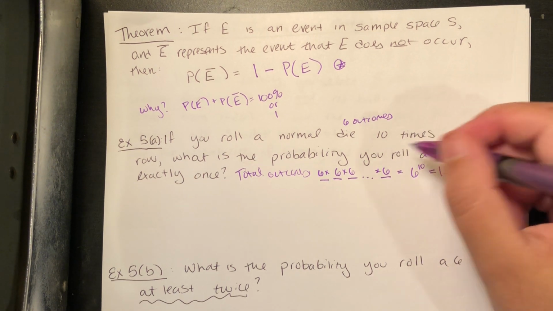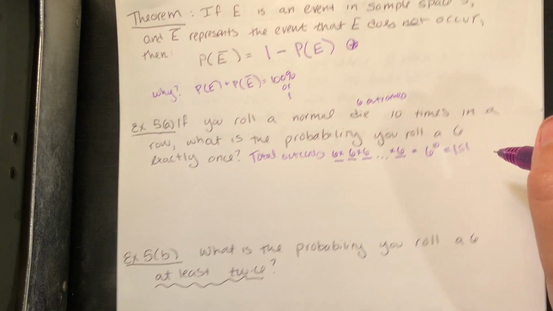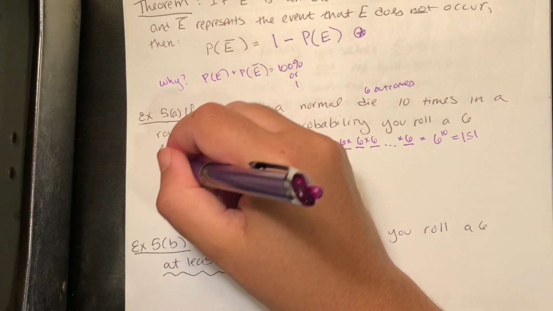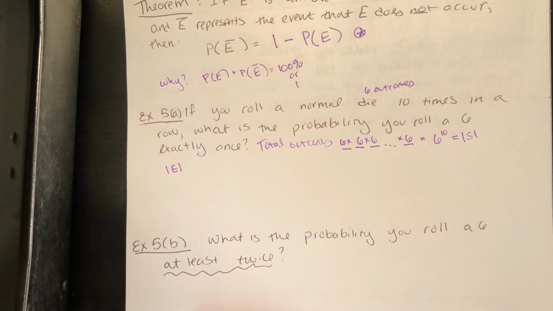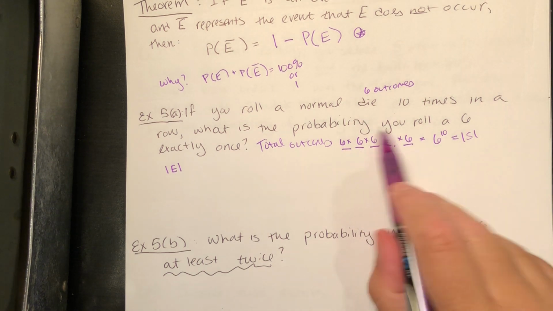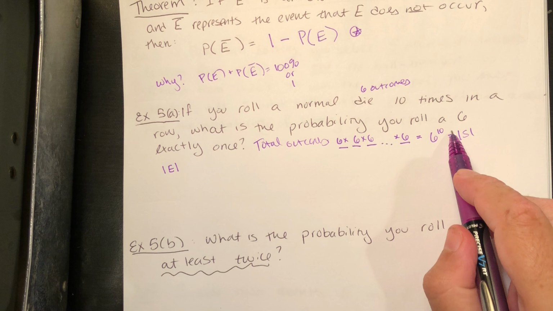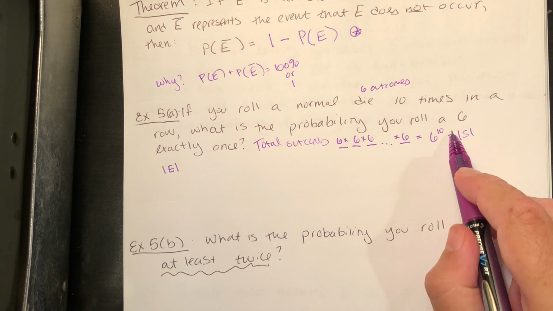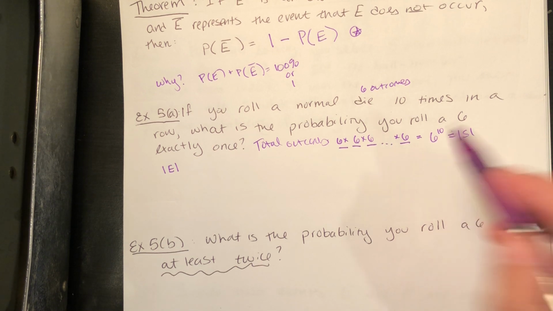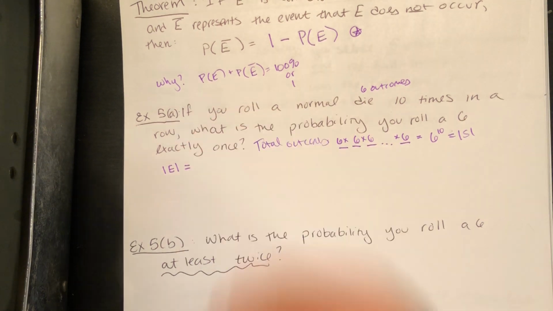We want to find the probability that you rolled a 6 exactly once. So how many events are allowable here? Well, we're looking for the sequence of events here where you rolled a 6 exactly once and everywhere else you rolled, well, not a 6.